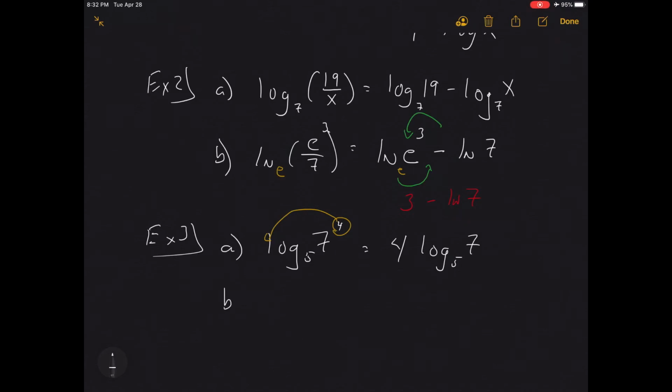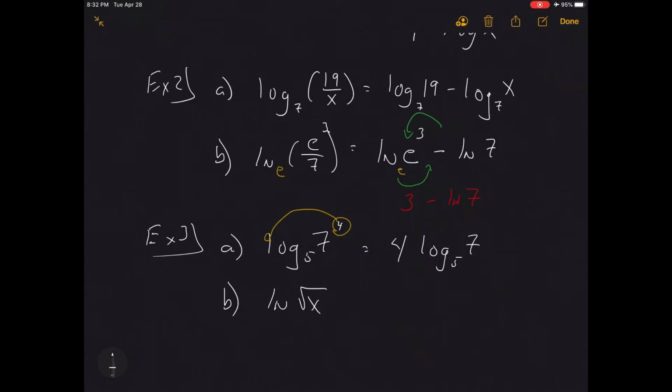Okay, let's do another one. Let's say that we have the natural log of the square root of x. And you might look at that and say, okay, well, I don't have things being multiplied because it's just the square root of x. I don't have things being divided. It's just the square root of x. I don't see a power.